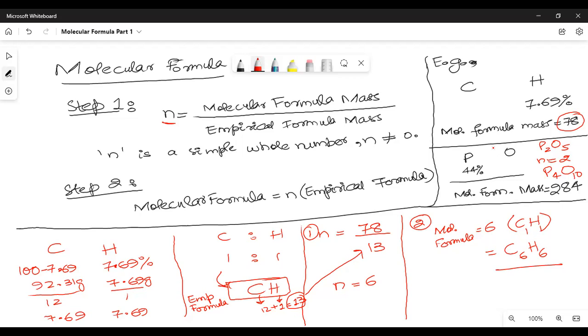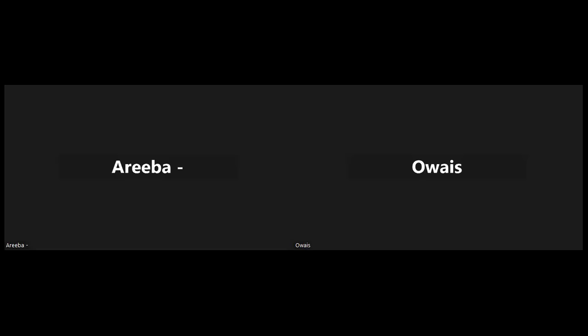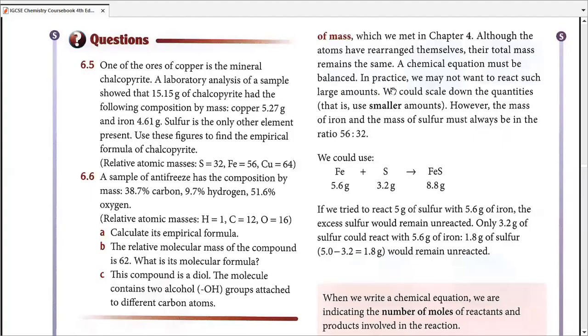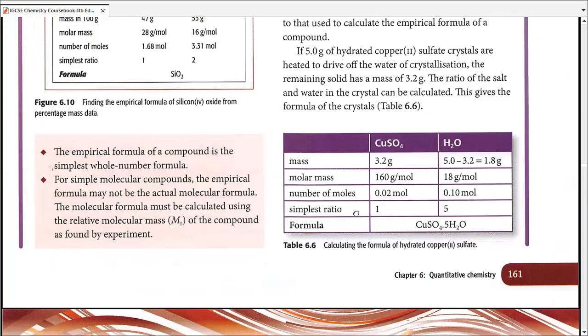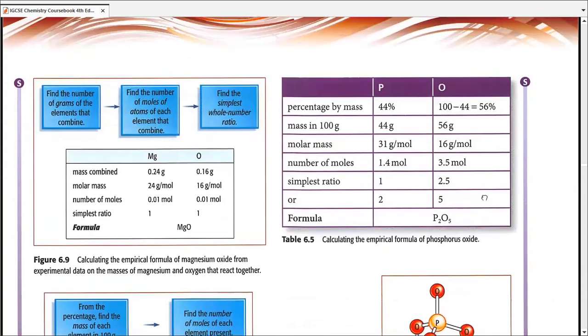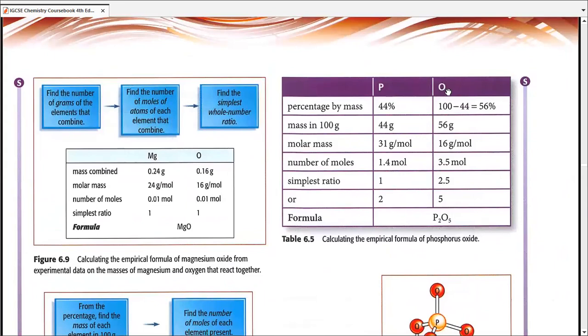Okay, let me actually share that screen with you. So I'm going to first solve the P2O5 part with you. This is page number 161. On the top right hand side, you're going to find this question, P and O. Now this P is 44%. I actually took the question out of here. So this is 44%, 100 minus 44, 56. Now you have 44 grams and 56 grams. Take out the values of molar mass from the periodic table. 31 is the mass of phosphorus, 16 is the mass of oxygen.